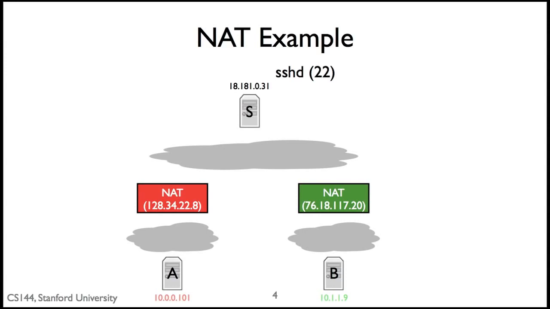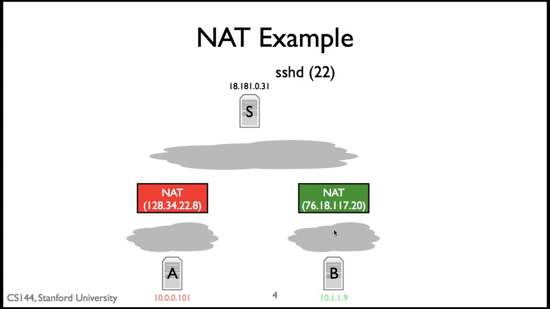Now let me walk through a more concrete example with some IP addresses of exactly what's happening when you sit behind a NAT. So we have these two hosts, A and B, and they're both behind NATs. And these NATs are on completely different networks. So one of them has this IP address, 128.34.22.8. This other NAT is 76.18.117.20. So it's these two people at home, different ISPs.